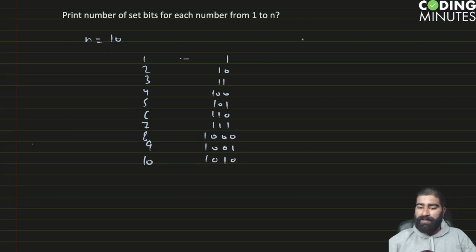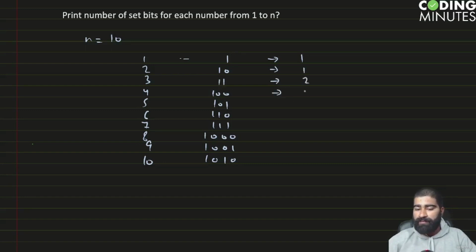And what I have to print? I have to print the number of set bits for each number, right? So how many set bits are there in 1? 1. What is the meaning of set bits? It is the count of ones in the binary of it. How many set bits are there in 2? 1. 3, we have 2 set bits, we have 2 ones.